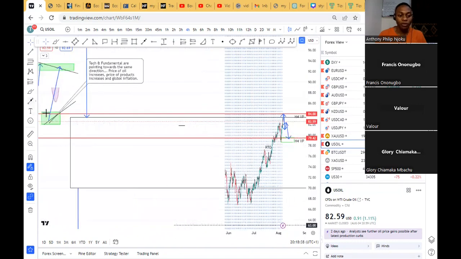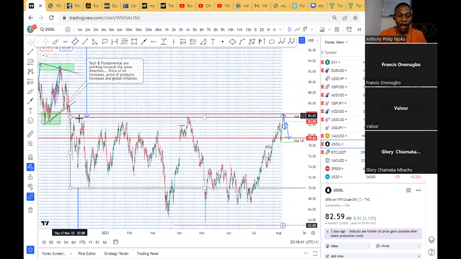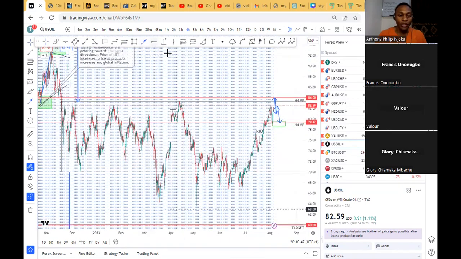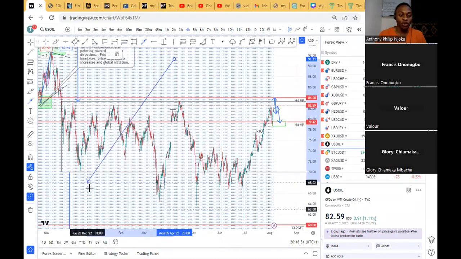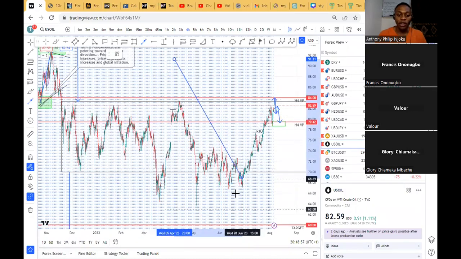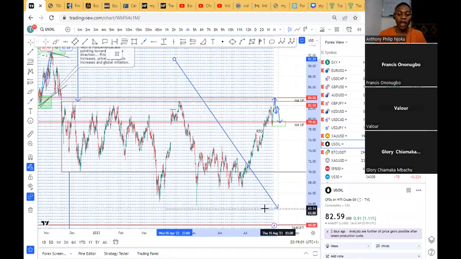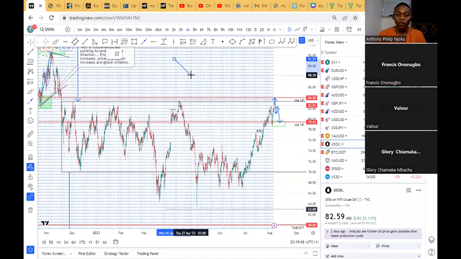I marked it out from this point, and you can look closely. Oil is back at the top of this range. There was a point when oil was ranging within this price cap. The index price of oil was ranging. It broke out. We were expecting it to come back to $63 per barrel, but it came back up to this top, forming a resistance.